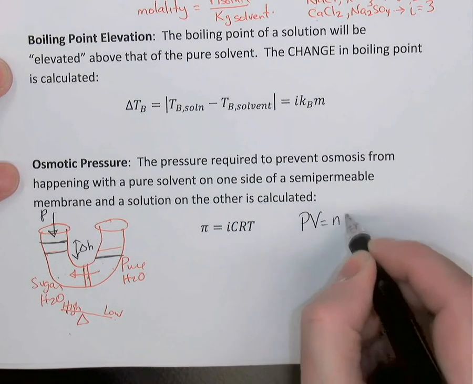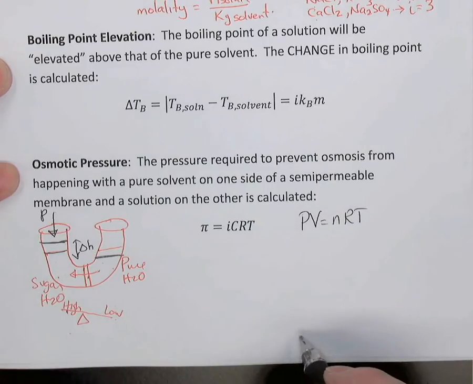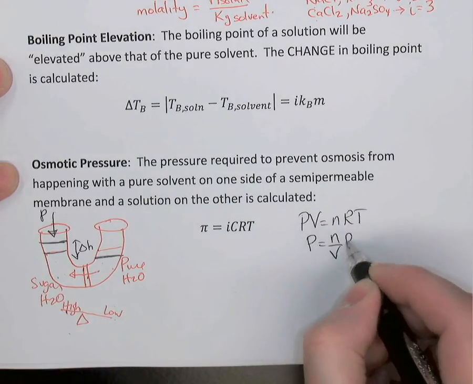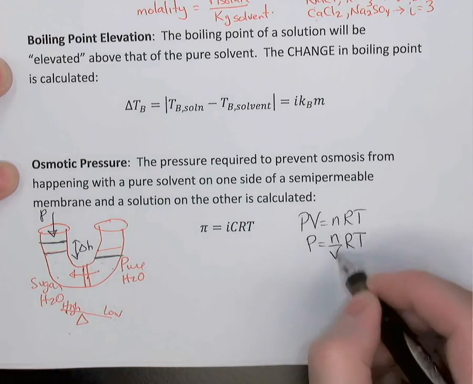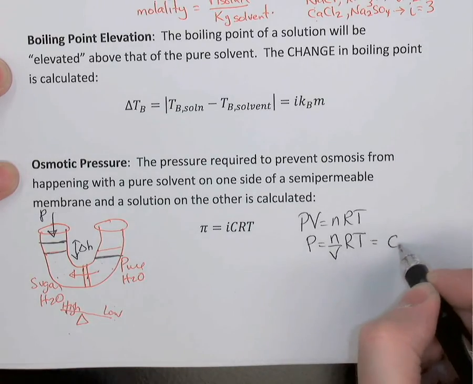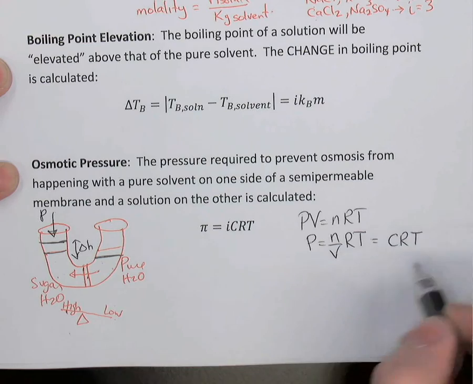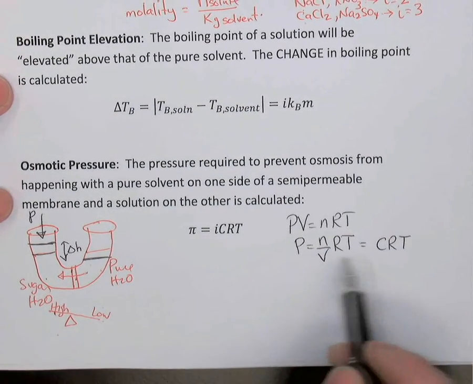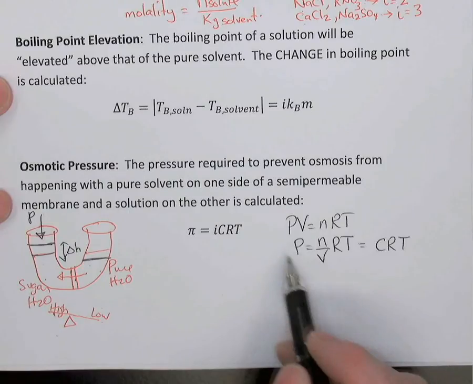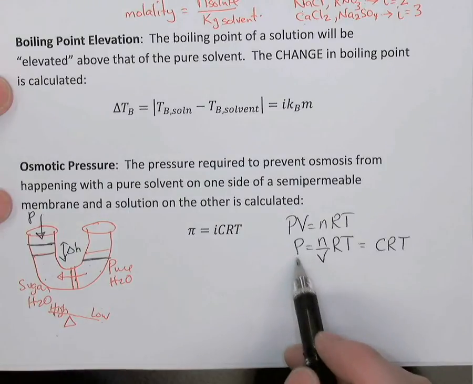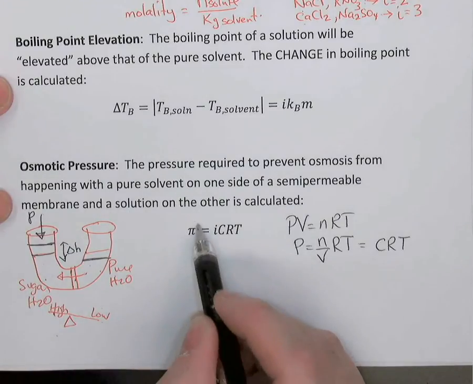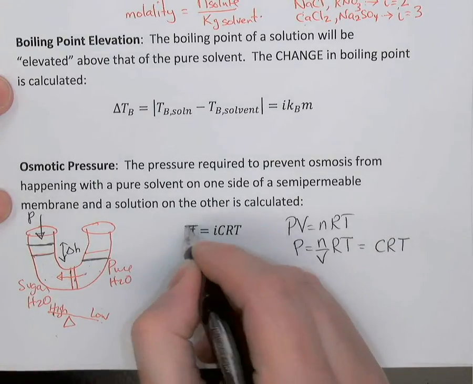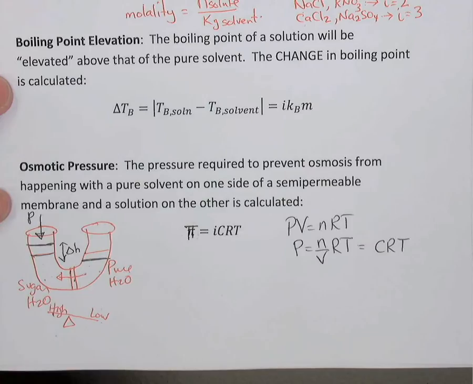PV equals nRT. If we divide both sides by volume, we get P equals n over V times RT, but n over V is moles divided by liters, which we could call concentration. So there's another form of the ideal gas law. Since this applies to osmosis, let's use a different symbol for osmotic pressure. Instead of the letter P, we'll use the Greek letter pi. Usually it's a capital pi, which looks like the lowercase, just a little bit bigger.